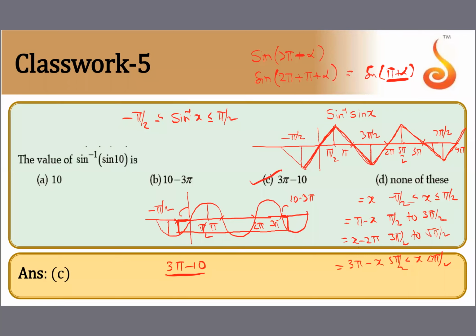So this is 3 pi by 2 to 5 pi by 2. This again passes through 2 pi. Therefore, x minus 2 pi. Again, this is minus 1 slope. So 3 pi minus x, from pi by 2 to x less than 7 pi by 2. Okay. This is clear. And next part will become x minus 4 pi.